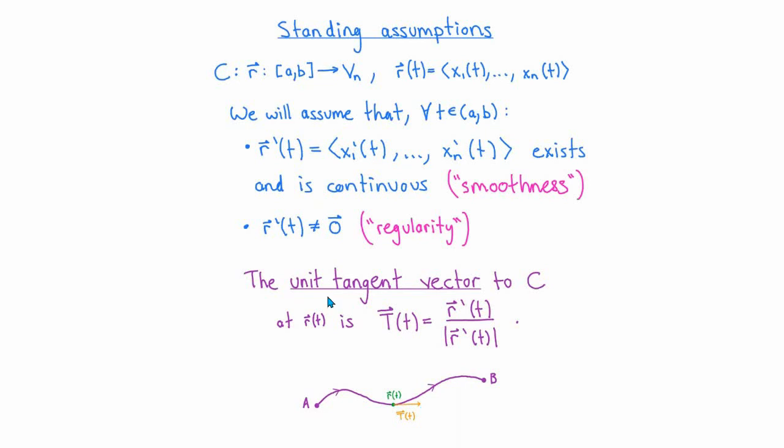In order to get a unit tangent vector, in other words, a tangent vector of length 1, we can just divide the vector r prime of t by its length. This is where we're using the fact that the curve is regular.